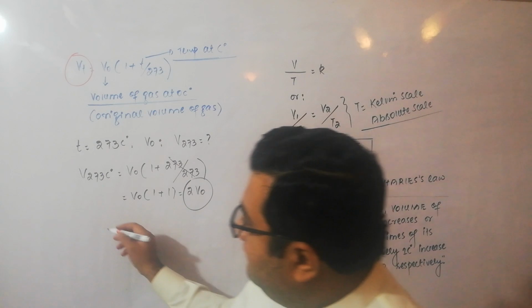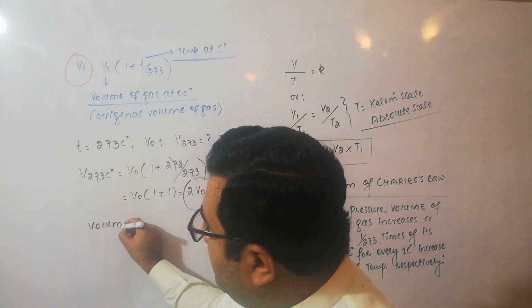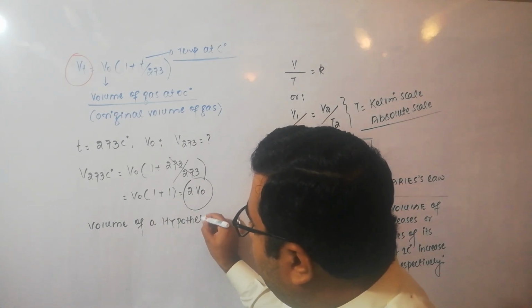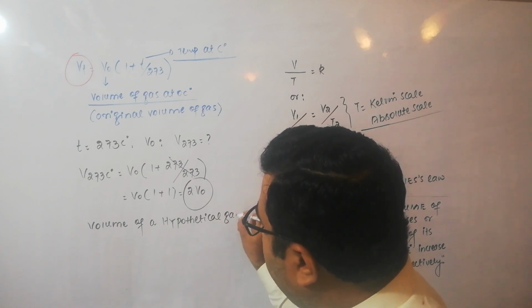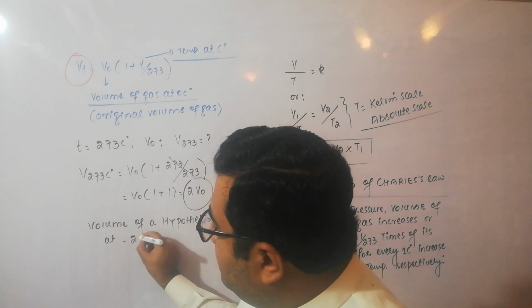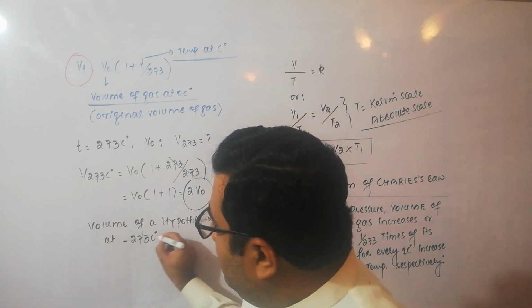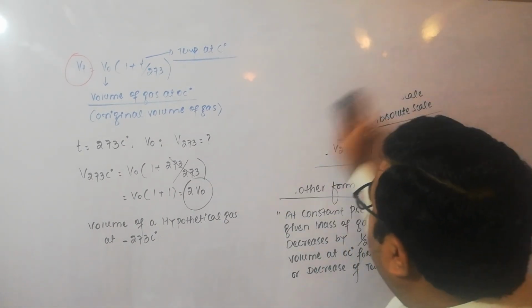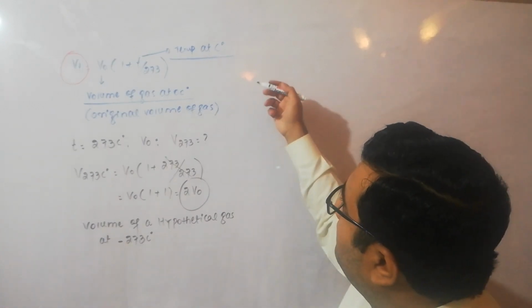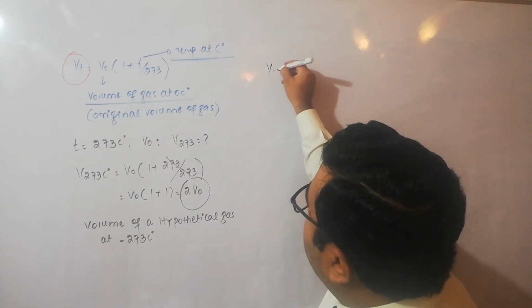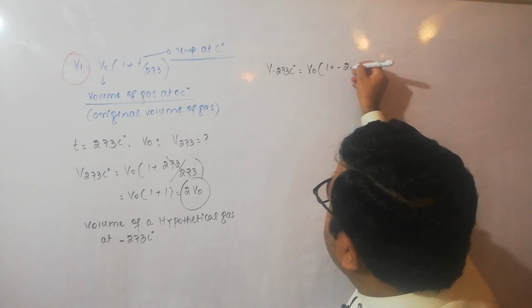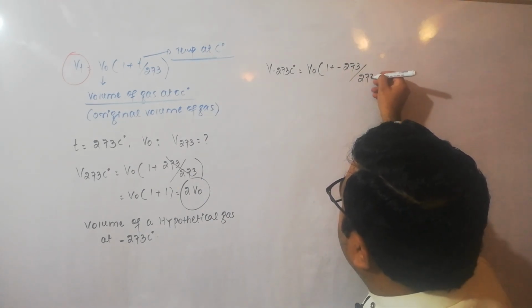Now let us find the volume of a hypothetical gas at minus 273 degrees C using this formula. So let us apply this formula, and you will get that V at minus 273 degrees C is equal to V naught into (1 plus minus 273 divided by 273).